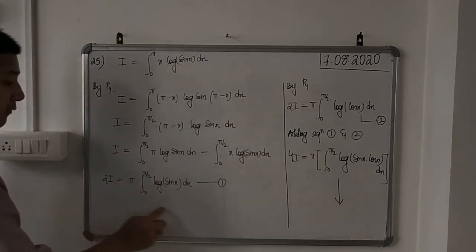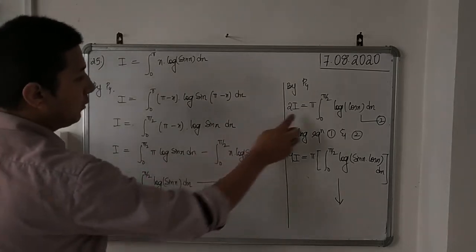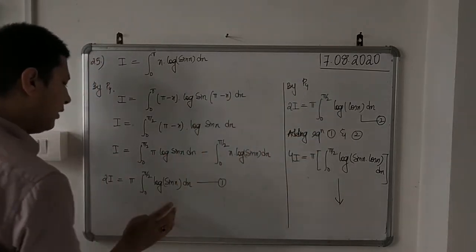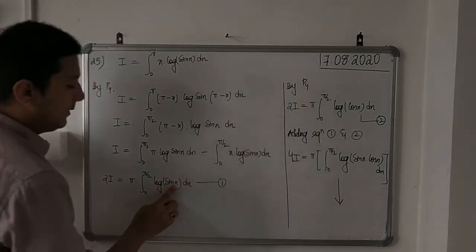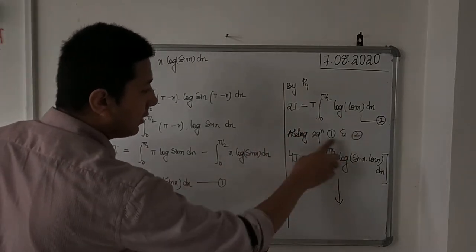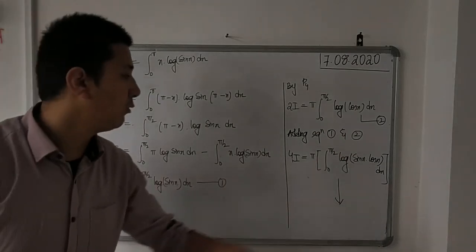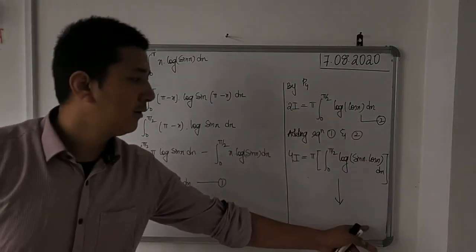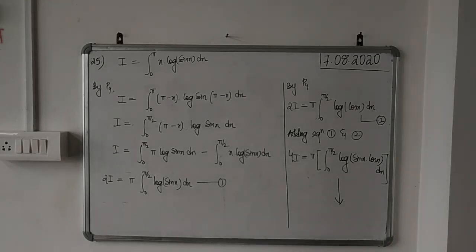Again use property 4 in this integral. If you use property 4 in this integral, 2I is equal to pi times the integral 0 to pi, everything will be same, just sin changes to cos, because sin(90 minus x) is cos x. So adding equation 1 and equation number 2, you will be getting this, and now you know what to do. It is the same as question number 23. Please solve it. Make the assumption, change the limits, and then finally you'll get the value for I.